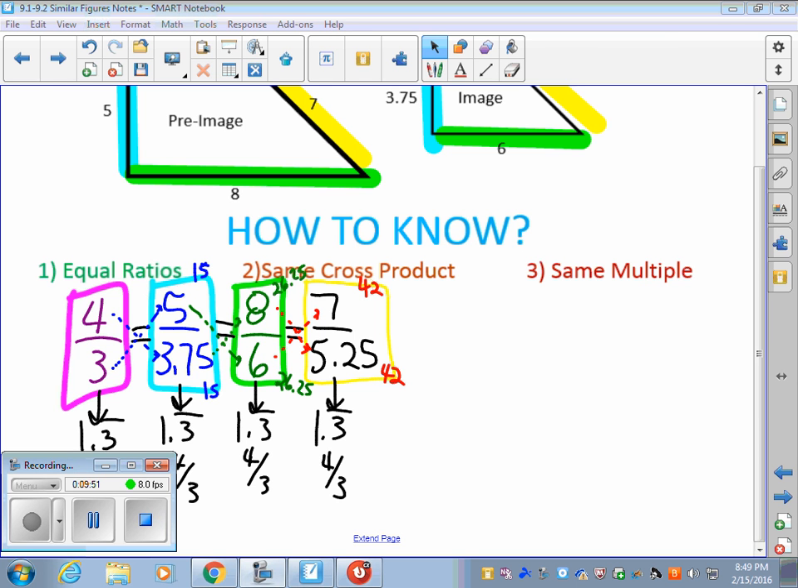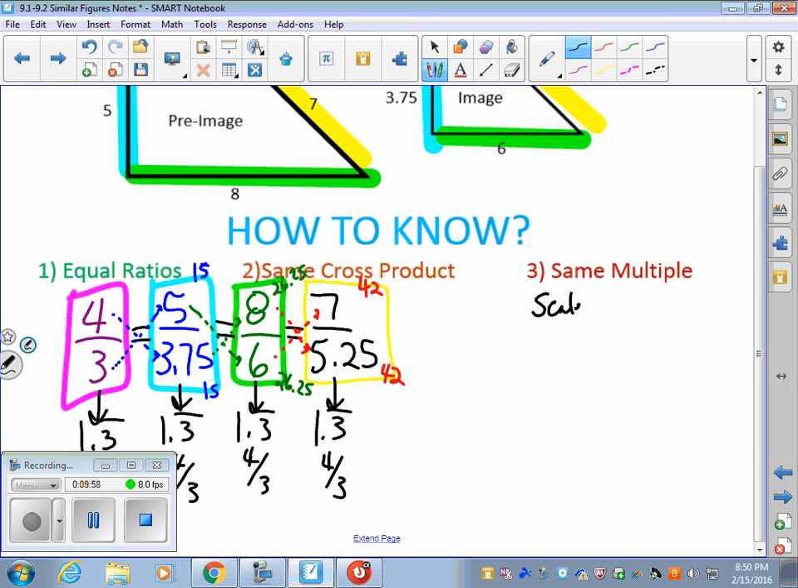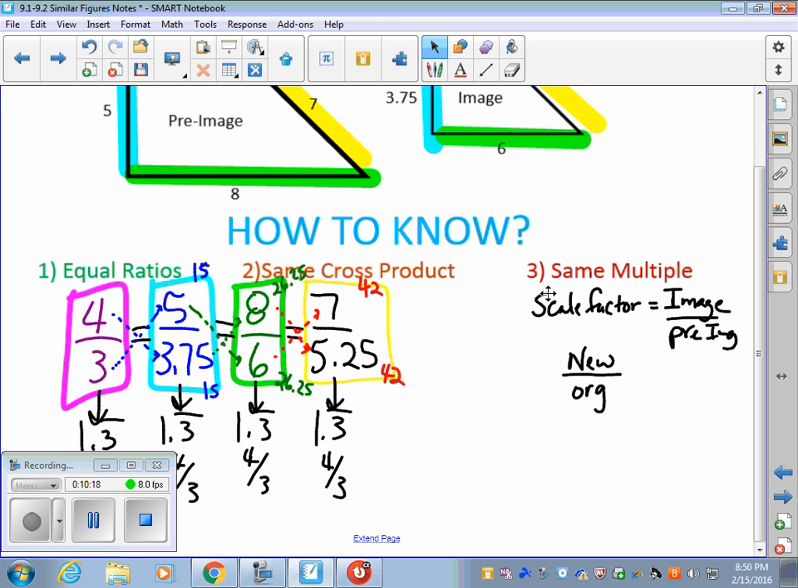Now, to get your multiple, you normally use your scale factor. And we know that the scale factor is your image over the pre-image. I'm going to abbreviate that. Or you can look at it as your new over the original. So what I want to do is compare just two corresponding sides and find the scale factor between them.